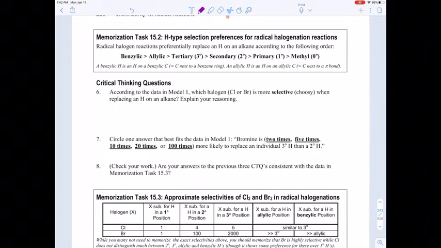Okay, going on. H-type, or hydrogen type, selection preferences for radical halogenation reactions are here. Radical halogenation reactions preferentially replace an H on an alkane according to the following order. First is benzylic, then allylic. So if you've forgotten what those things mean, go refresh your memory. Then tertiary, followed by secondary, followed by primary, followed by methyl.